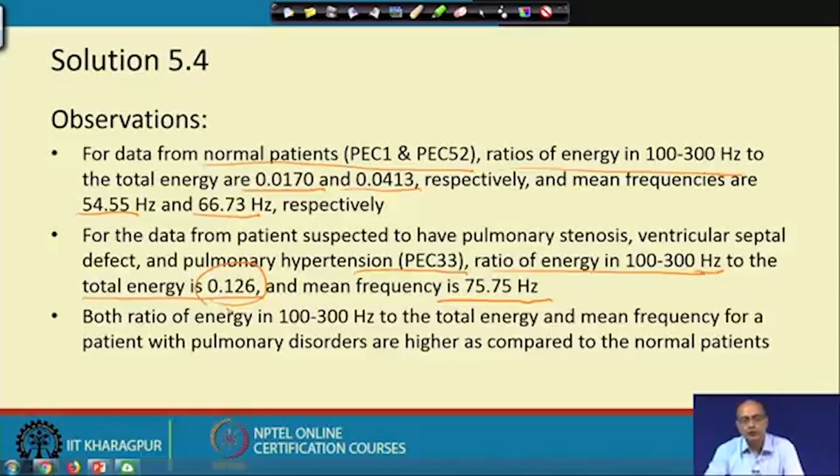Okay. So, both the mean frequency as well as the energy ratio taking the band 100 to 300 would be a good measure, and out of these two features, the ratio of the energy is giving better separation. Okay. So, it would be a better feature for classification of that pathogenic signal from the normal one. Thank you.